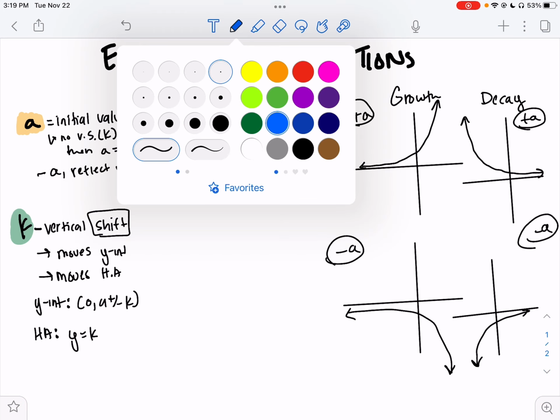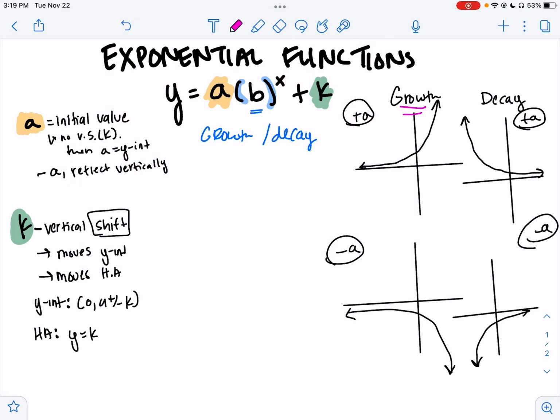So we have two different kinds of worlds here. We're going to look at growth first. There are some things we need to know about growth. Growth happens when your b value is greater than 1. So multiplying anything by 1 consistently just keeps the value the same.